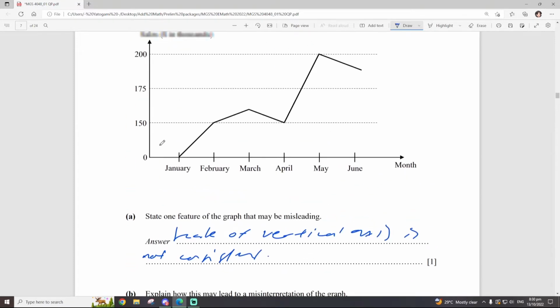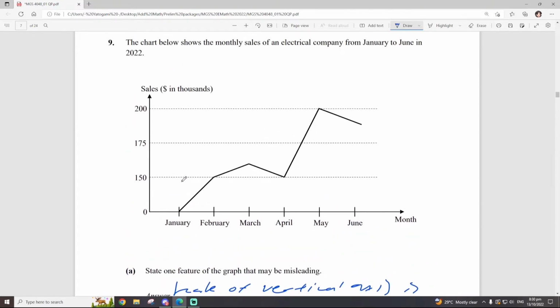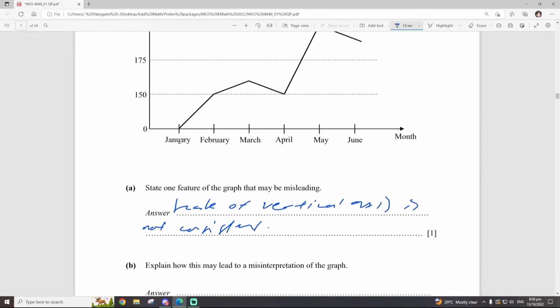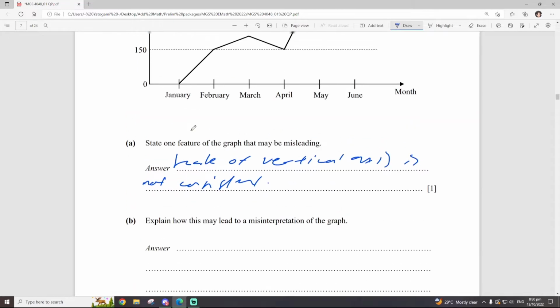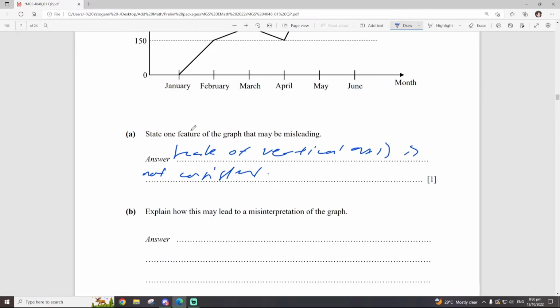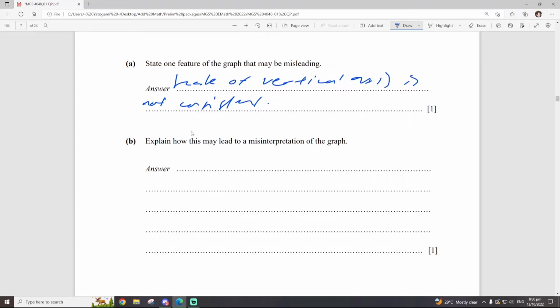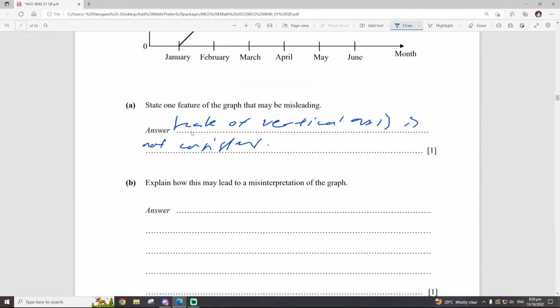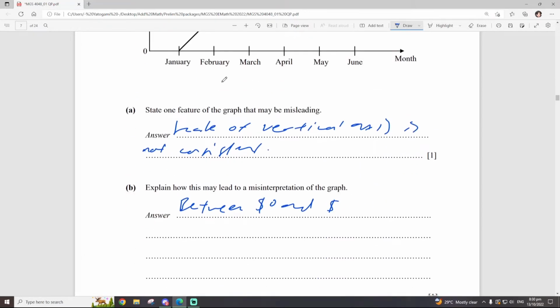Explain how this may lead to misinterpretation. Well, you compare the monthly sales. You see that January to February, it may seem like it is actually a $25,000 increase because of the rest of it, but actually it's a $150,000 increase. So between 0 and 150,000, or what? No, actually it's 150,000. Okay.